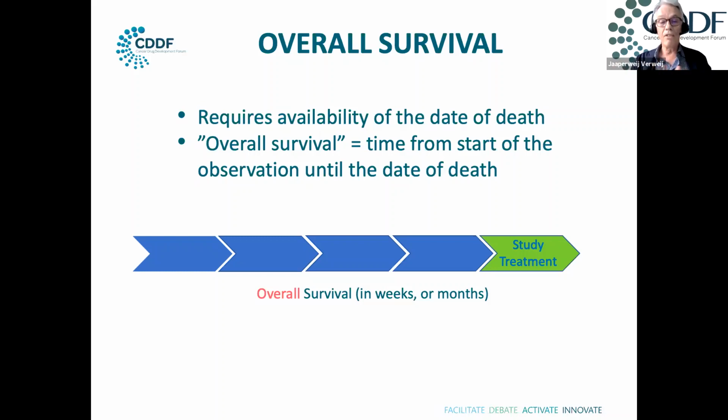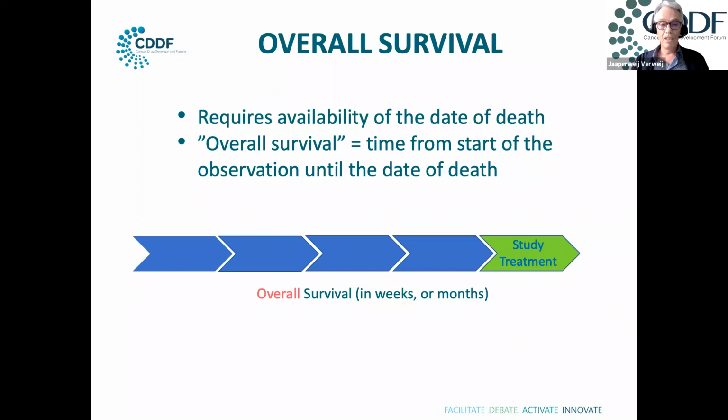Now, you have to have that date of death, of course, to be able to calculate what we call overall survival. In this example, you can see that there are various stages in life that a human being goes through, and then that person is put on a treatment, in this case a study treatment, which is the green part of the arrow. The start of the green part is where the treatment started. The end of the arrow is where life ended. That's what we call overall survival. That's measured from the start of the treatment until the date of death.